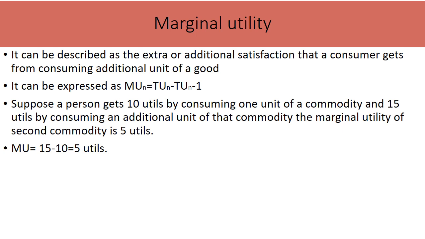Let's take one more example. Suppose 4 bananas give us 28 units of total utility and 5 bananas give us 30 units of total utility. Clearly, the consumption of the 5th banana has caused total utility to increase by 2 units. Therefore, marginal utility of the 5th banana is 2 units.